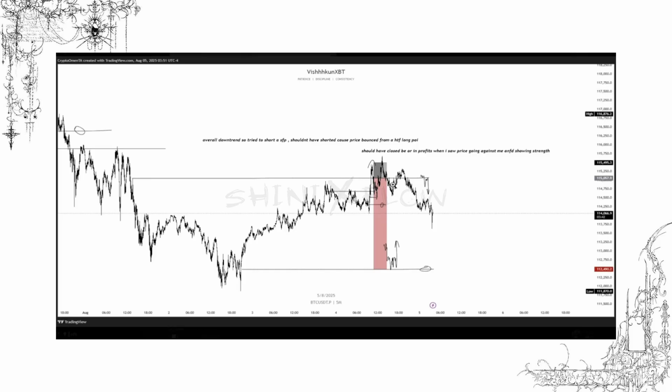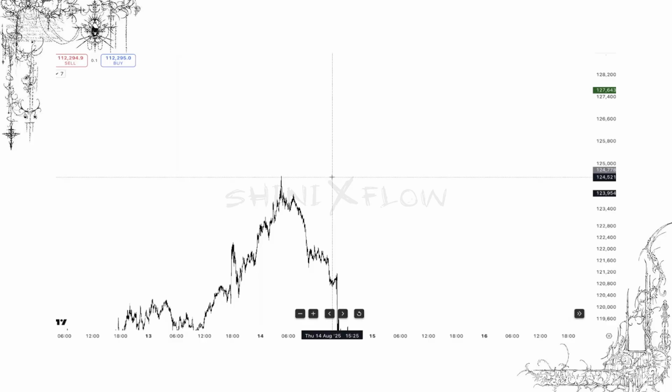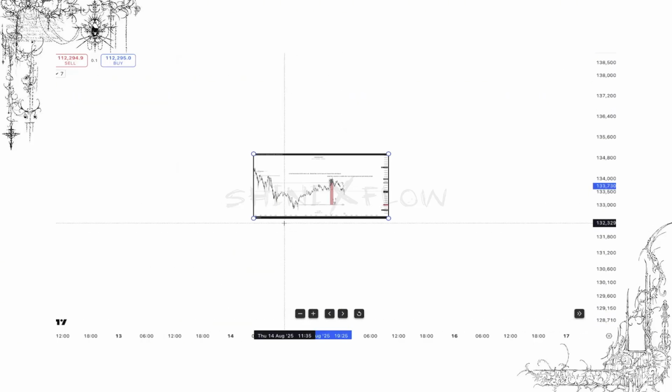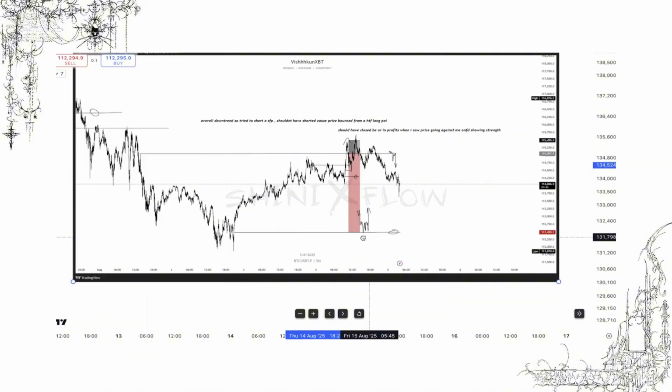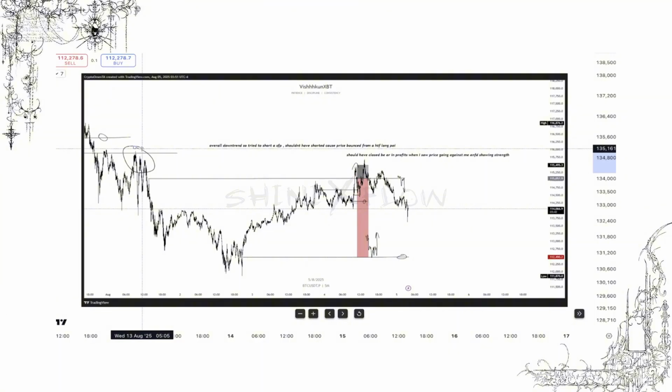What's going on here? This is a good example of an external and internal trend. Let me just mark it out. Right. Overall downtrend, so try to short NSFB. Shouldn't have shorted because price bounced from a long POI. Should have closed break even or in profits when I saw price going against my trade. So you are self-aware. You're aware of your mistakes. So that's pretty good. That's a step towards progression.